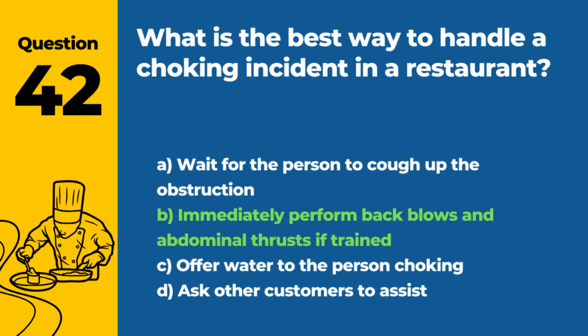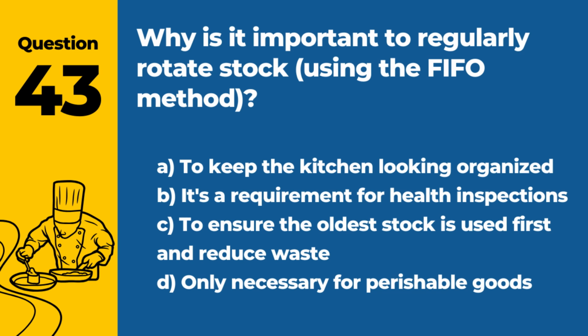In the event of a choking incident, staff members who are trained should immediately perform first aid techniques like back blows and abdominal thrusts, the Heimlich maneuver, to dislodge the obstruction. Question 43. Why is it important to regularly rotate stock using the FIFO method? A. To keep the kitchen looking organized. B. It's a requirement for health inspections. C. To ensure the oldest stock is used first and reduce waste. D. Only necessary for perishable goods.